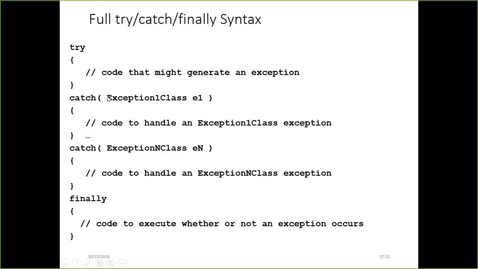If the first catch argument does not match the exception type, then it will check the second catch. If it matches, then it will go through this catch body, and then the finally body will always be executed. The finally block is like a default block. Like whenever you use a switch statement, you use a default, right? But here the difference is that no matter whether an exception happens, whether your try block or catch blocks occur, your finally block will be executed for sure.